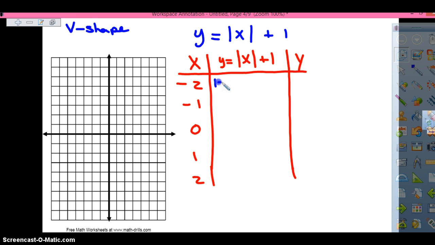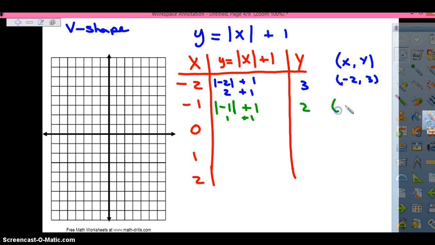So if we do the absolute value of -2 plus 1, that means 2 plus 1, which is 3. So we have our first ordered pair, right? Which is -2 and 3. If we substitute -1 for x, and we add 1, we've got 1 plus 1, which is 2. And we have our second ordered pair, -1, 2. If we have the absolute value of 0 plus 1, that means 0 plus 1, which is just equal to 1. So our ordered pair is 0, 1.